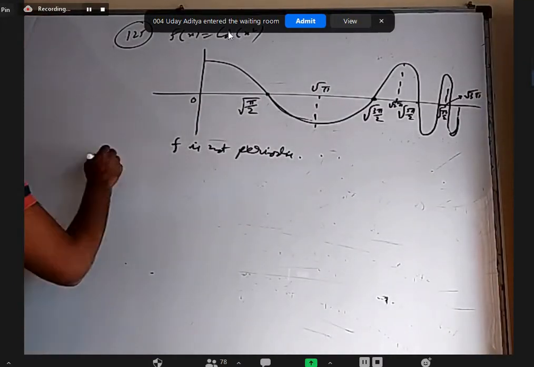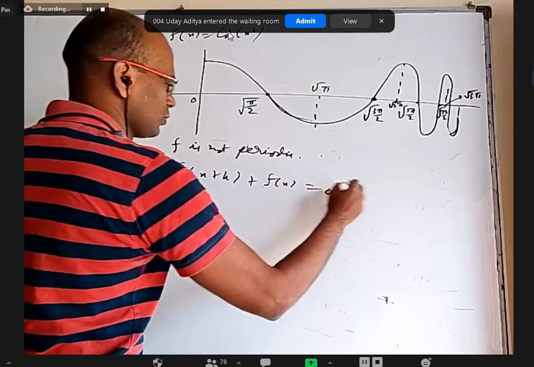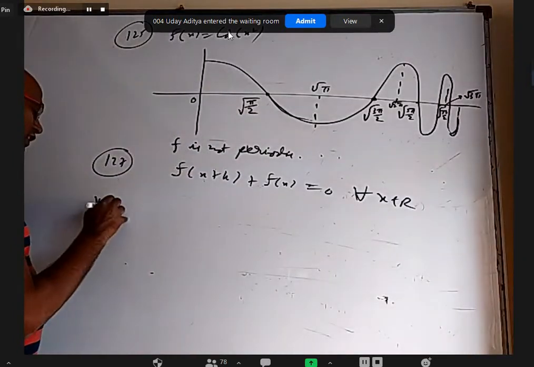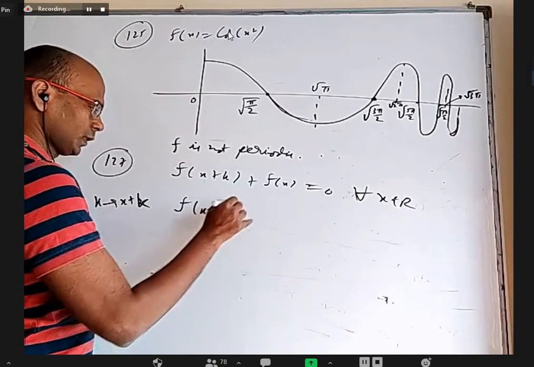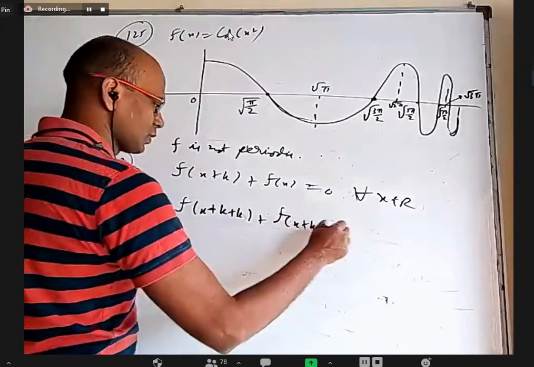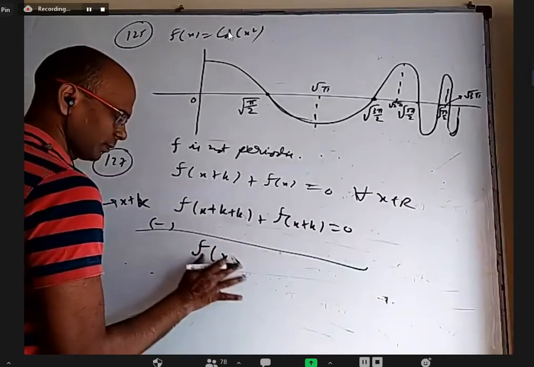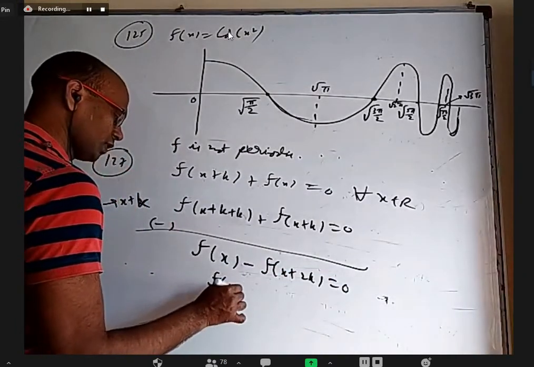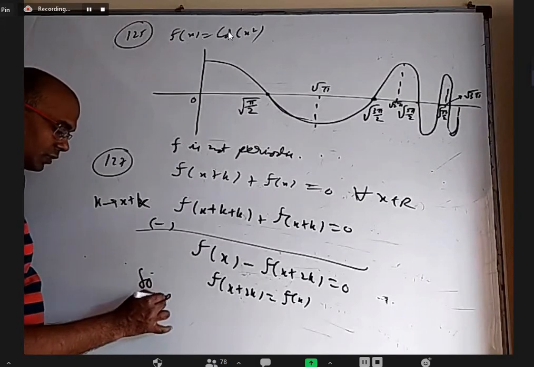Okay, 127, we did a similar question just now. They just gave f of x plus k plus f of x equal to 0 for all x belongs to R. Replace x with x plus k. You will get f of x plus 2k plus f of x plus k equal to 0. When I subtract, this will cancel. I'll get f of x minus f of x plus 2k equal to 0. That is f of x plus 2k equal to f of x. So period is equal to 2k.